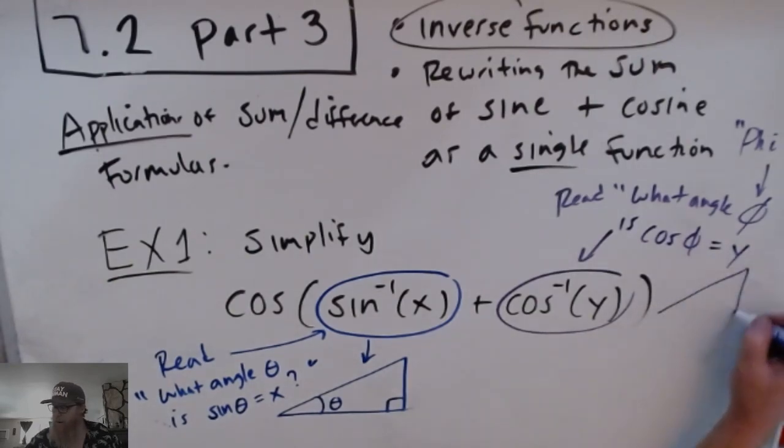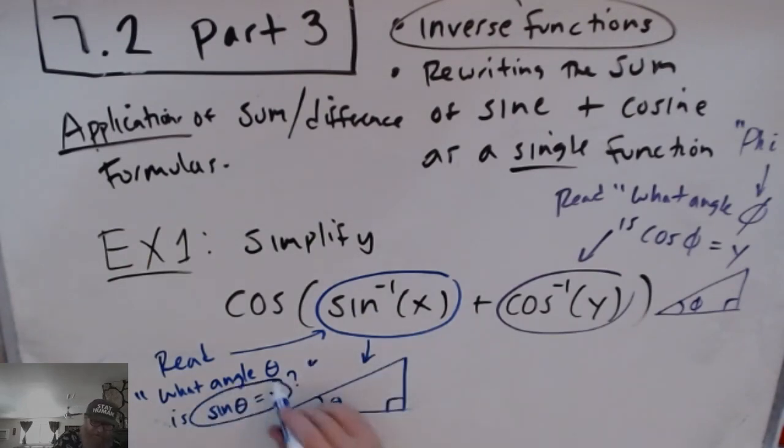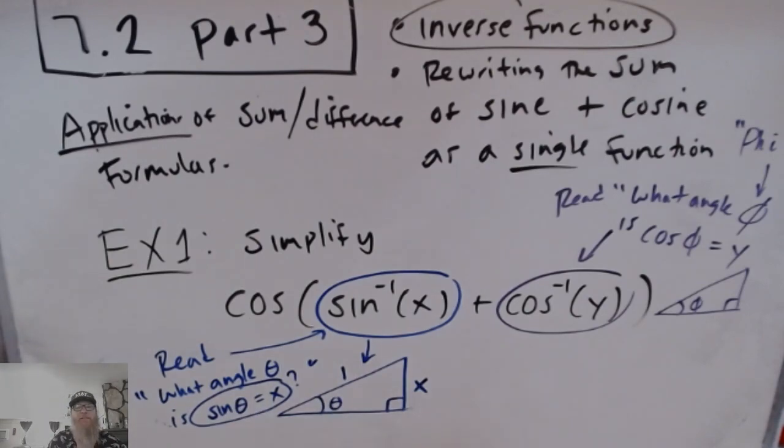So we draw a reference triangle for each of these angles. Let's get back over here to the x. So sine inverse of x means that the sine of this angle is x. So that means this side of the triangle is x. This side of the triangle is 1. That's what it means to say that sine of theta is equal to x.